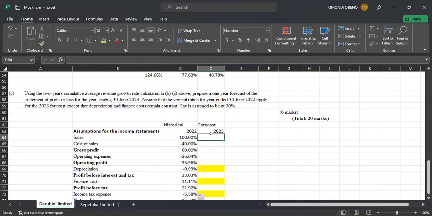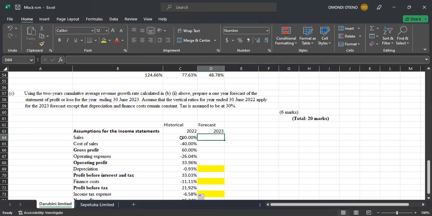Okay, that's what we have. So we are being told that using the 2-year cumulative revenue growth rate calculated in B2 above, prepare a 1-year forecast of the statement of profit or loss for the year ending 30th June 2023. Assumptions. Number 1, assume that the vertical ratios for the year ended 30th June 2022 apply for the 2023 forecast, except that depreciation and finance cost remain constant. Tax is assumed to be 30%.